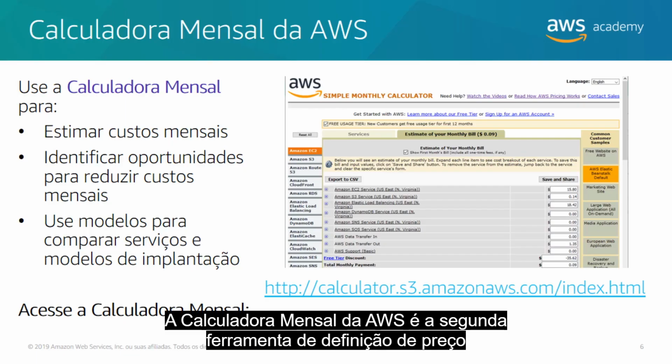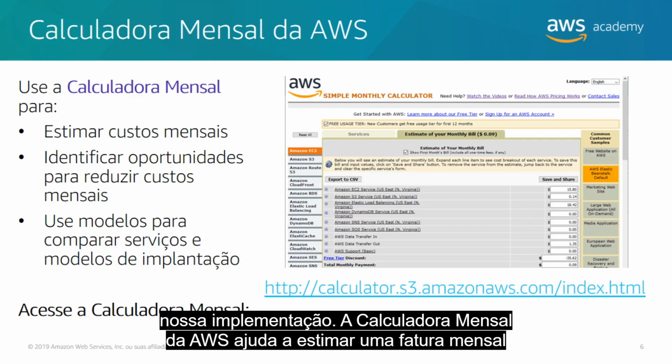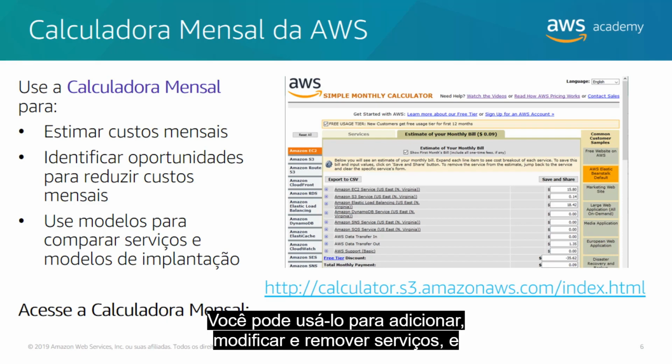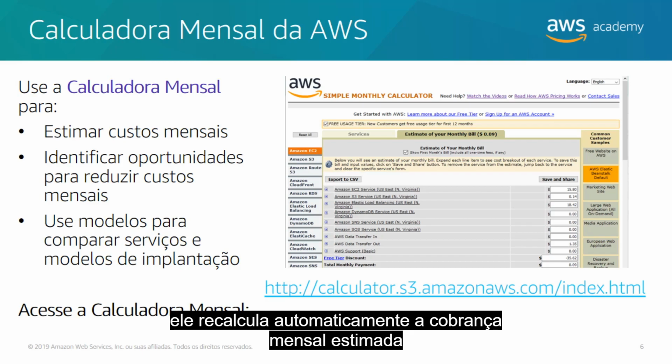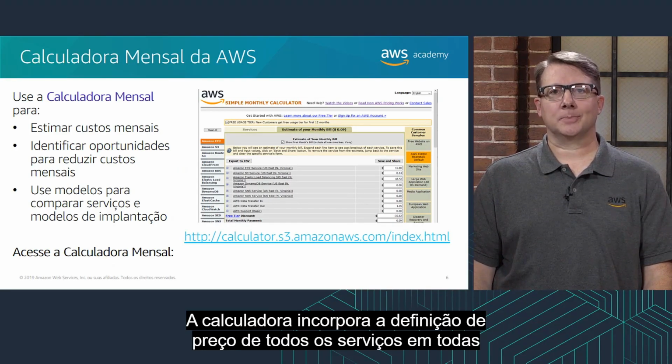The AWS Simple Monthly Calculator is the second pricing tool provided by AWS in order for us to gain transparency of the pricing for our implementation. The AWS Simple Monthly Calculator helps estimate a monthly AWS bill for a proposed cloud solution. You can use it to add, modify, and remove services, and it recalculates the estimated monthly charge automatically. The calculator incorporates pricing for all services in all regions.